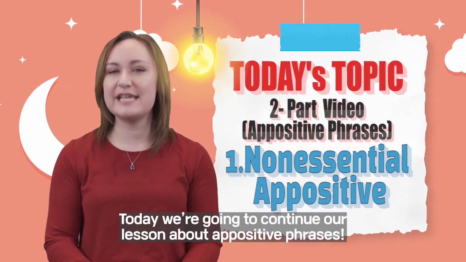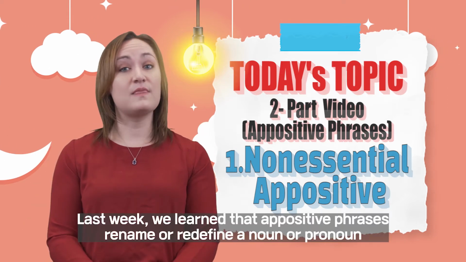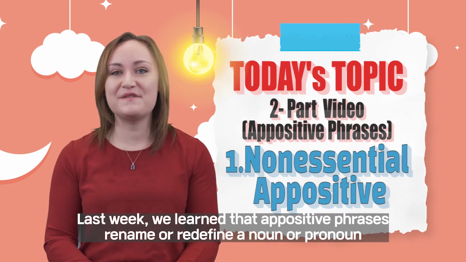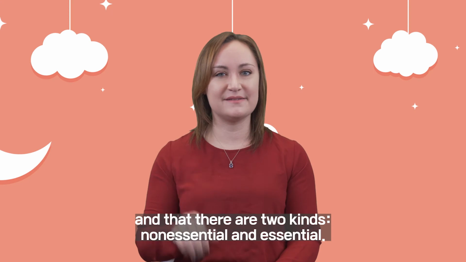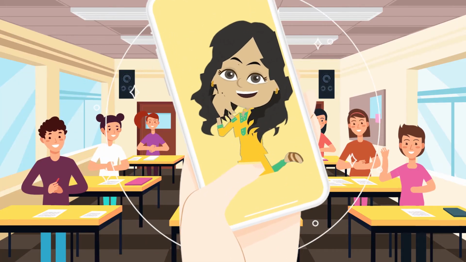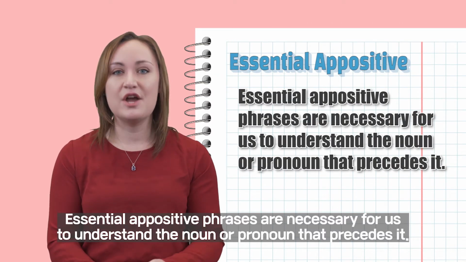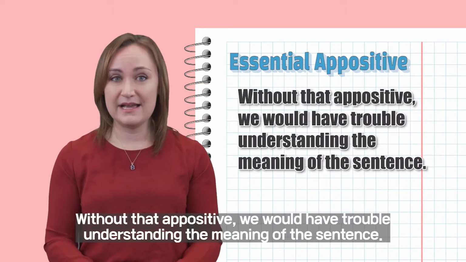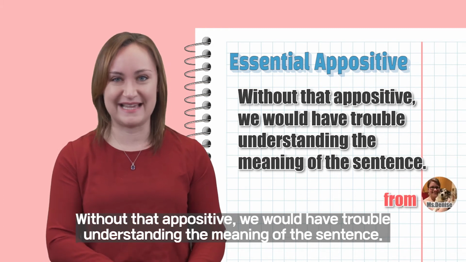Today, we're going to continue our lesson about appositive phrases. Last week, we learned that appositive phrases rename or redefine a noun or pronoun, and that there are two kinds, non-essential and essential. Essential appositive phrases are necessary for us to understand the noun or pronoun that precedes it. Without that appositive, we would have trouble understanding the meaning of the sentence.